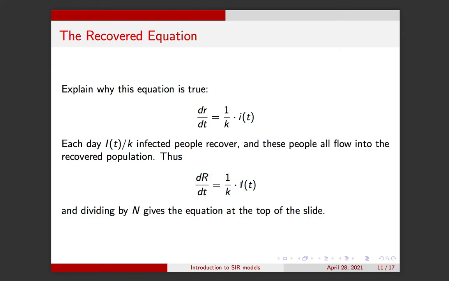Again, it's just saying, if you want to know how many people are added to the recovered group per day, just take the number of infected people and divide by the length of the infection. That gives you an average amount of people leaving the I population and flowing into the R population. And then if you divide capital R by capital N, capital I by capital N, you get this. So here are two separate recovered equations. Here's the proportional one, and here's the raw numbers one.